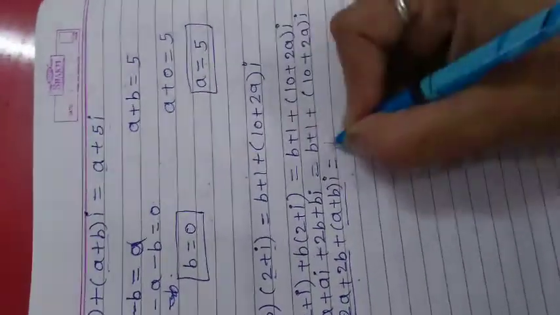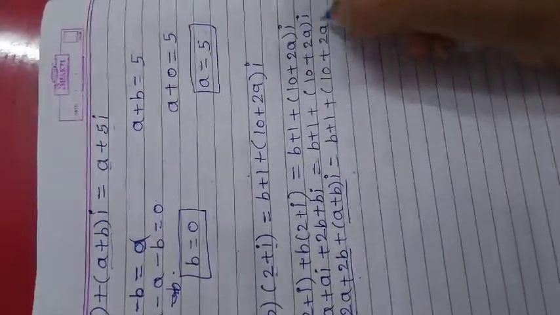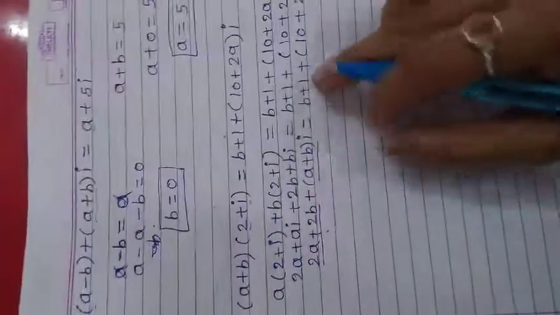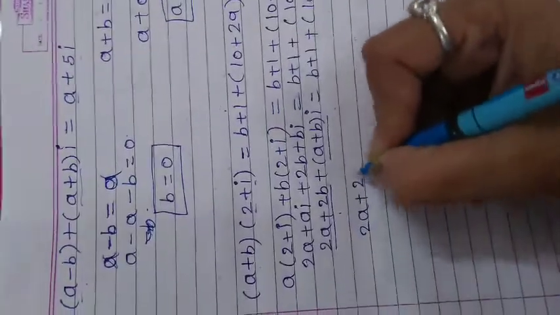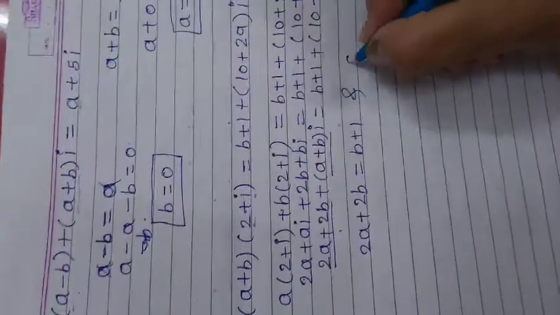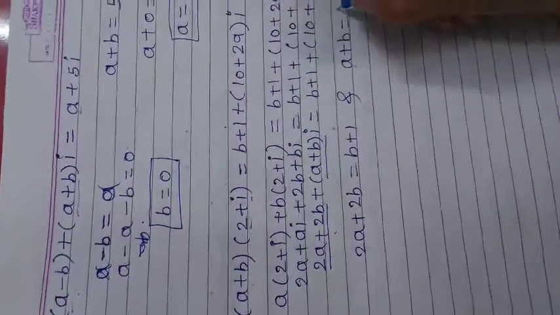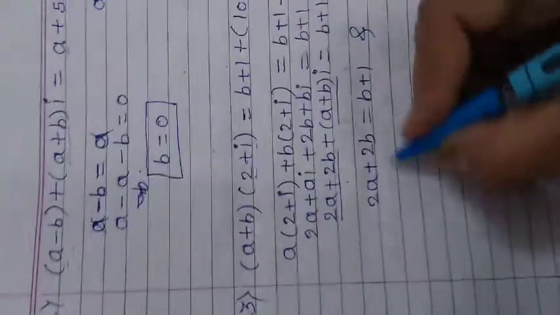So this is as it is. So b plus 1 plus 10 plus 2ai. Now equate real with real and imaginary with imaginary. Now this is 2a plus 2b is equal to b plus 1, and a plus b is equal to 10 plus 2a. Now solve this.